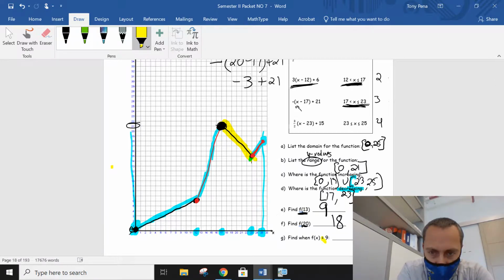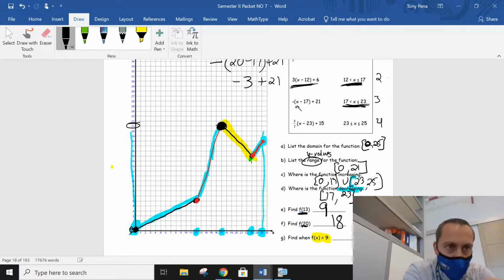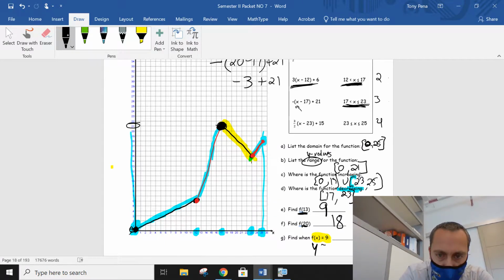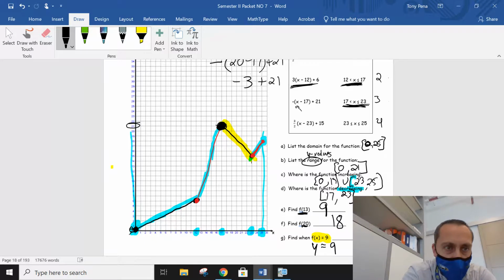When f of x equals 9, we're looking to see when does the graph or the function have a y value of 9. So let me clean all of this up here.